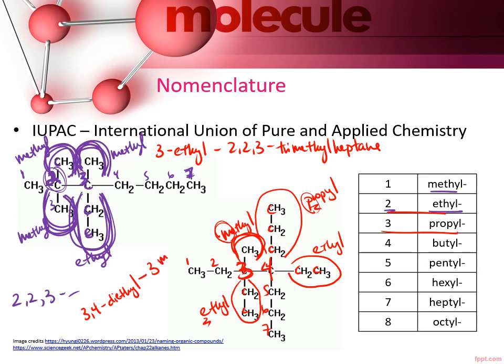So 3-methyl. And then propyl group on carbon number 4. 4-propyl. We're almost done. How long was our longest chain? 7 carbons. Heptane. We did it. 3,4-diethyl-3-methyl-4-propylheptane. Brilliant.